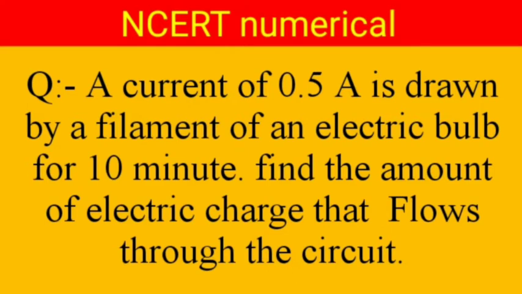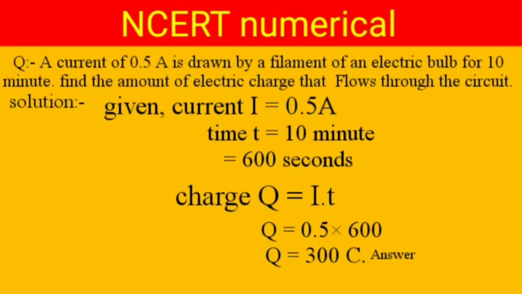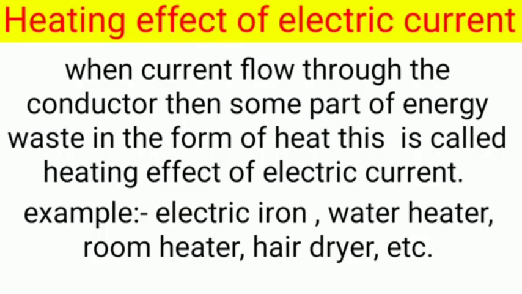So let's start its solution. Given current I is equal to 0.5 ampere, time t is equal to 10 minutes, it means 600 seconds. So we have to calculate charge. We know that the formula of charge Q is equal to I into t. So Q is equal to I, means current 0.5, and t means time 600 seconds. When we multiply 0.5 into 600, we get 300. So charge is 300 coulomb. This is our answer.